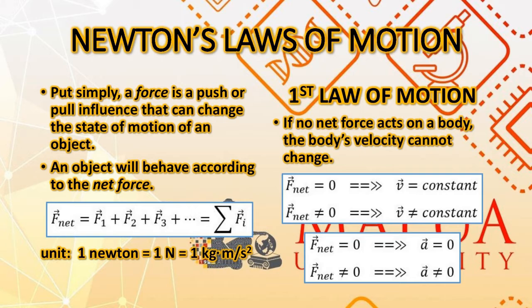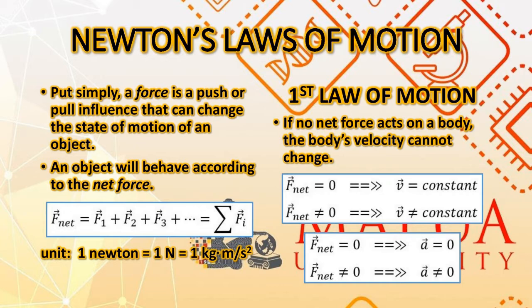Even if the object is subjected to several forces, the object will behave according to the net force. The net force is the summation of all the forces acting on the object. F net is equal to F1 plus F2 plus F3 and so on. Note that force, as you can see in the equation, is a vector quantity. It has both magnitude and direction.